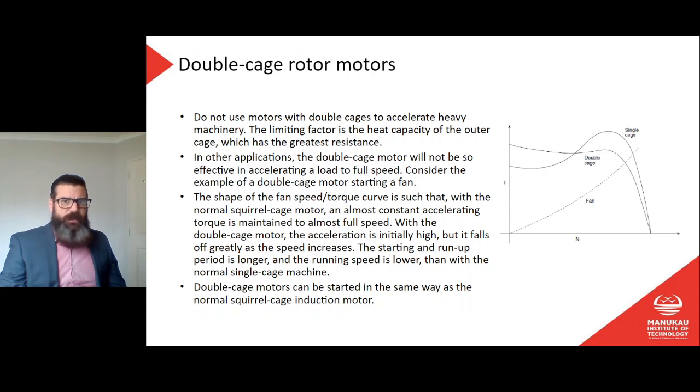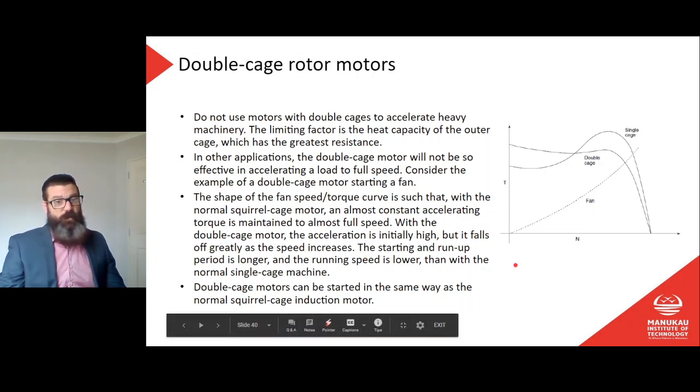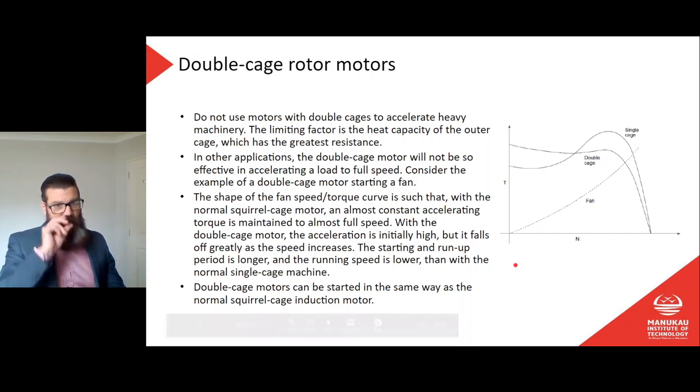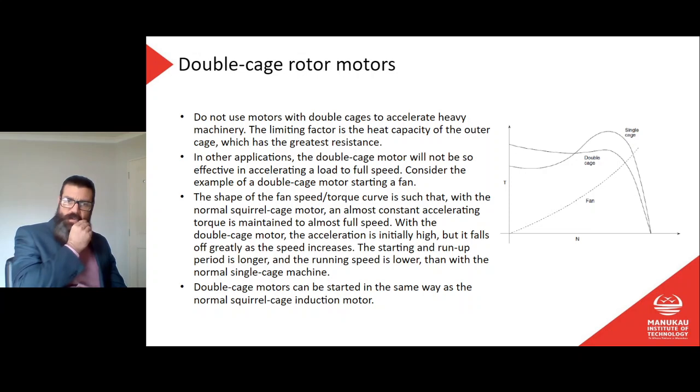In other applications, the double cage motor will not be so effective in accelerating to full load speed. Consider the example of a double cage motor starting a fan. The shape of the fan speed torque curve is such that with a normal squirrel cage motor, an almost constant accelerating torque is maintained to almost full speed. With the double cage motor, the acceleration is initially high, but it falls off greatly as the speed increases. The starting and run-up period is longer, and the running speed is lower than with a normal single cage machine.